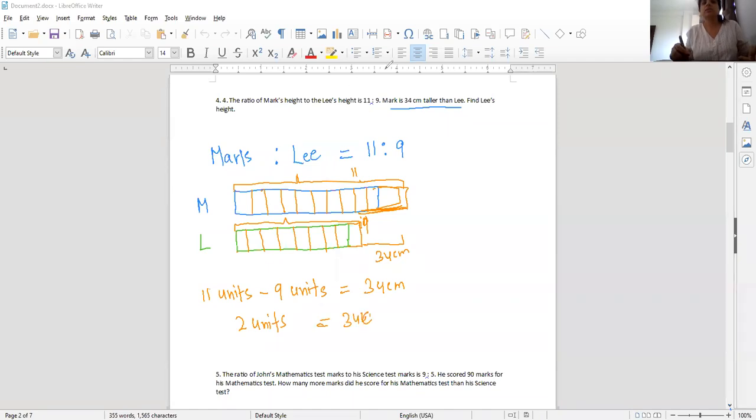Okay. Now 1 unit equals to how much? 34 divided by 2, which is equal to how much? 17. Units, right? 1 unit equal to 17, not units. 1 unit equal to 17. Now what do you have to find out? Find Lee's height. Now Lee has how many units? Lee has how many units?